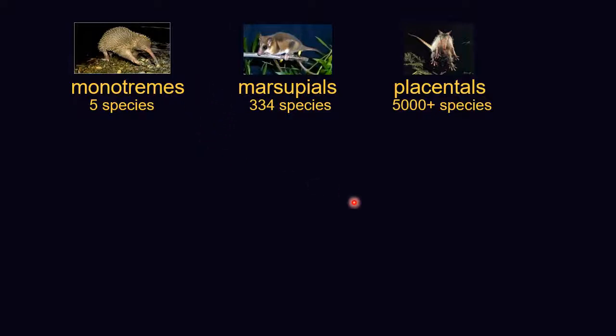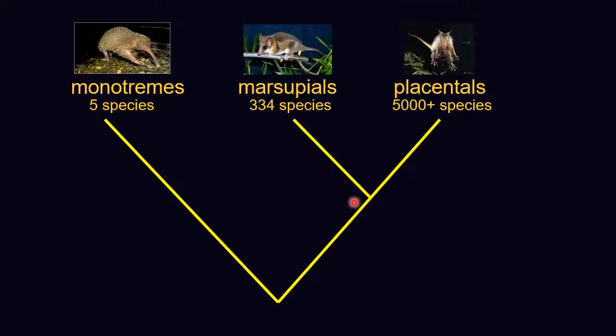And how are they related to each other? Fairly simple tree here. Marsupials and placentals are each other's closest relative. These are a sister clade relationship, and together they make the group Theria. Outside Theria, we have monotremes.